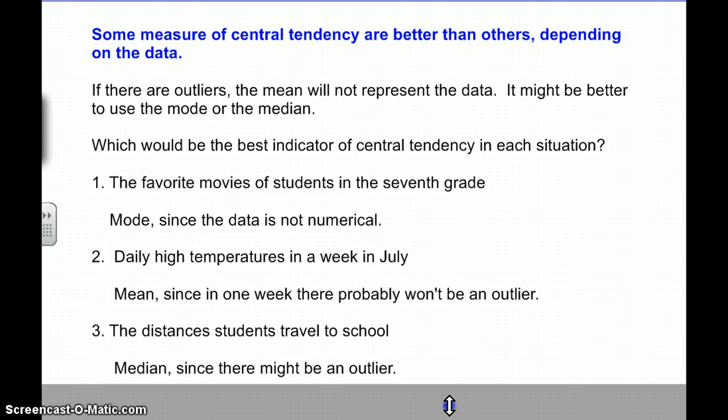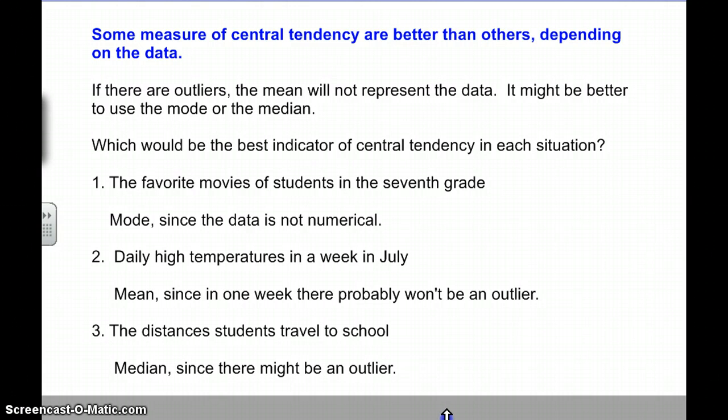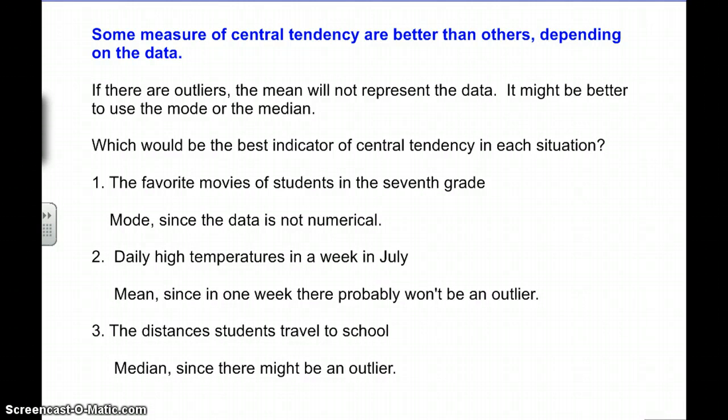So what you have to do in this section is not only be able to calculate these measures of central tendency, but you also should be able to look at data and decide what measure of central tendency you should use when.